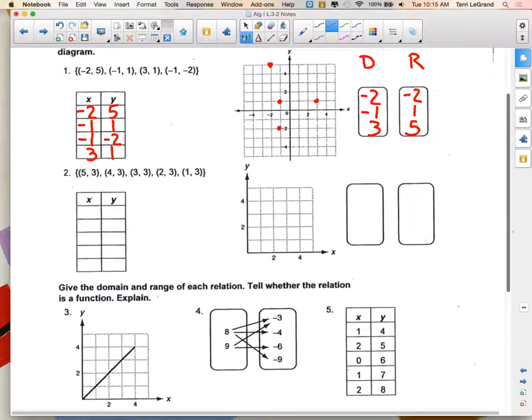Now we have 4 arrows to be drawn here, right? When we have -2, it maps to 5. -1 happens to map to a couple of members in the range. It maps to this guy and it maps to that guy. And 3 maps to 1. So it's kind of messy. Our mapping diagrams are not always very neat looking, like they tend to be sometimes in those wonderful example problems in the book.